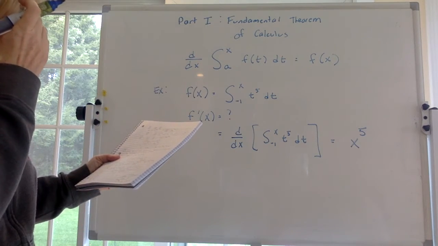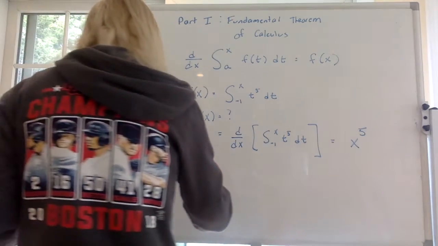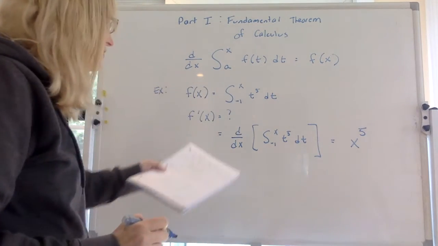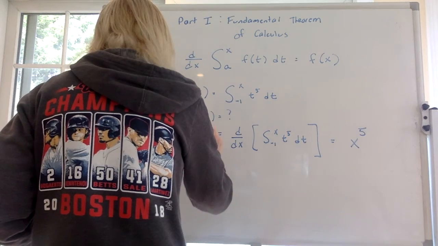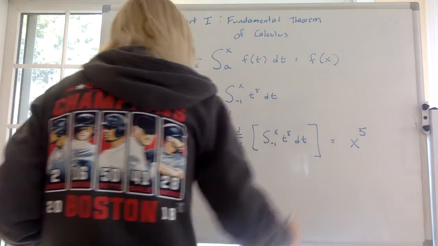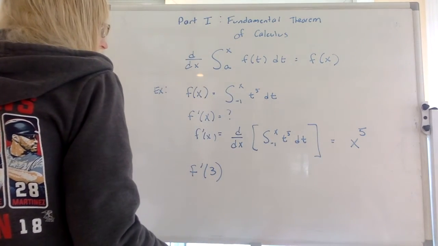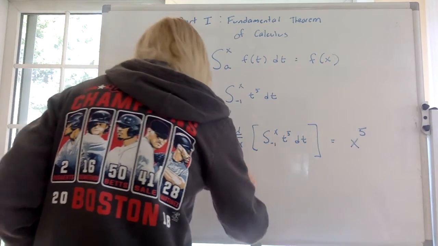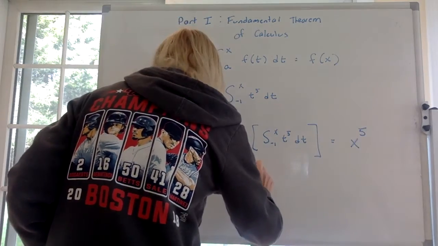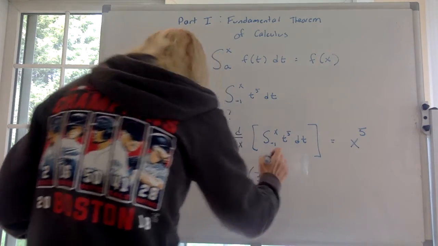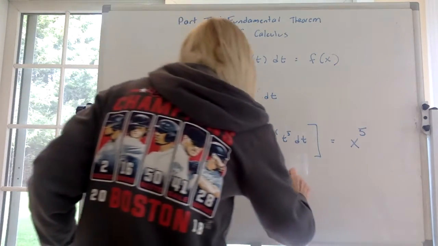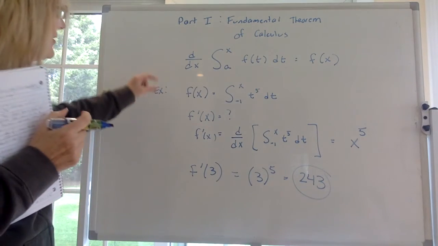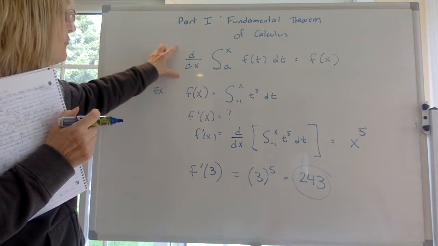Then they might ask you, okay, well then what's f prime of 3? We already know that f prime of x is x to the fifth. So for f prime of 3, you just plug in 3 wherever you see an x. And 3 to the fifth, I believe, is 243.